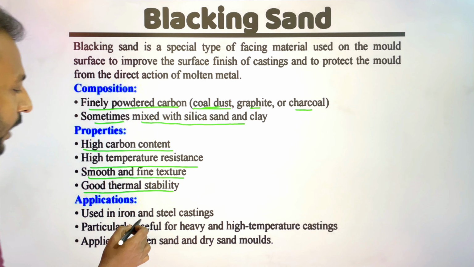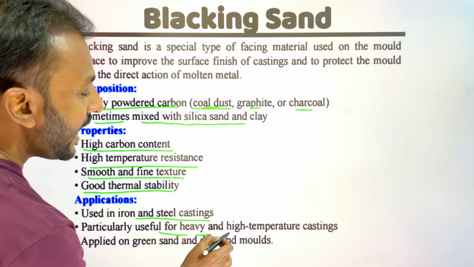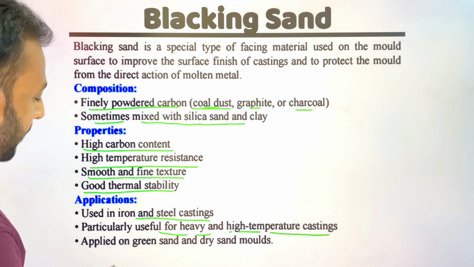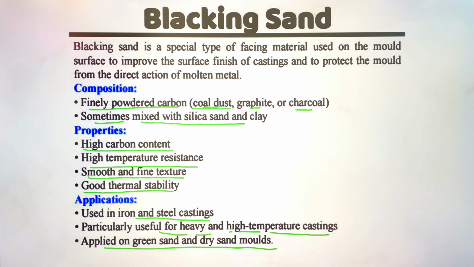So used in iron and steel casting, in large casting, particularly useful for heavy and high temperature castings, applied on green sand, dry sand molds or loam sand molds. This is the blacking sand.